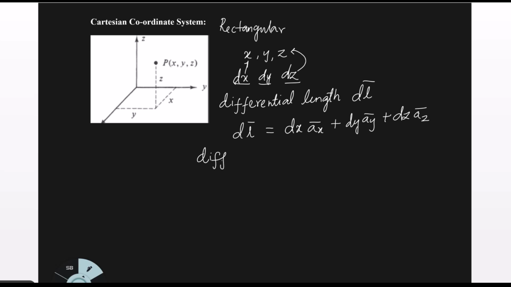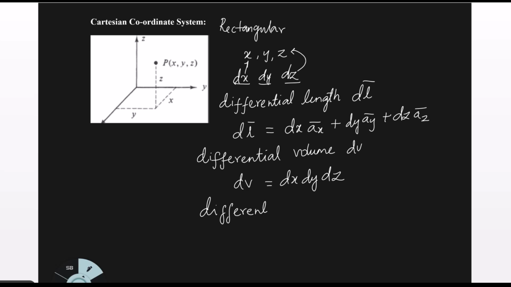Likewise, next we are going to calculate the differential volume, which is represented by the letter dV. dV equal to dx dy dz. And the differential surface: the differential surface vector is represented by ds vector, which is calculated by the formula ds vector equal to ds an vector.